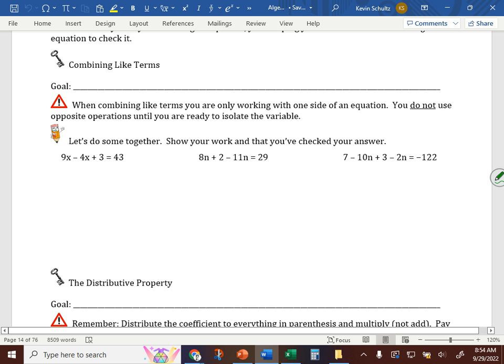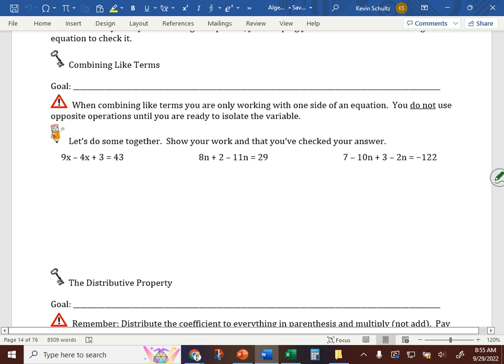What are you looking for, Maddie? Combining like terms. Yeah, and why do we do it? How would we combine 9x and a negative 4x in this first example here? You have 9 x's, you take away 4 x's. So how many x's would we have? 5 x's, right?